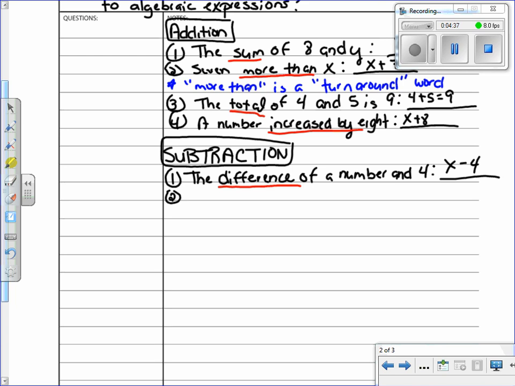Number 2. 5 less than a number translates to x minus 5. The key word here is less than. And one more time, we want to notice that less than is a turnaround word.